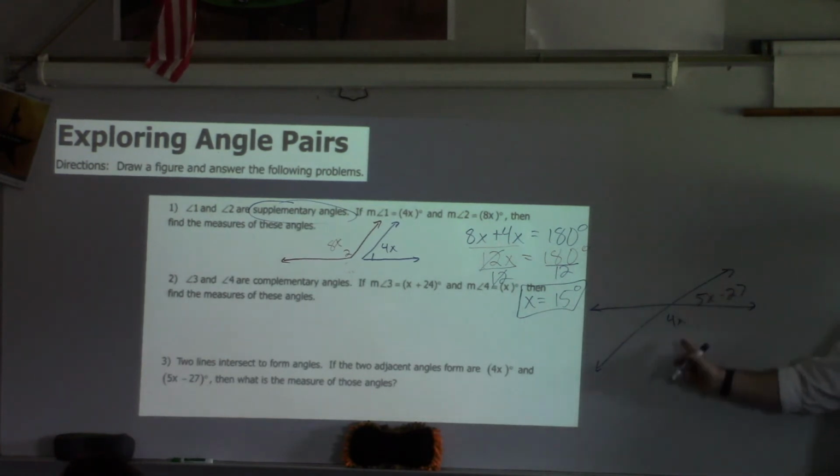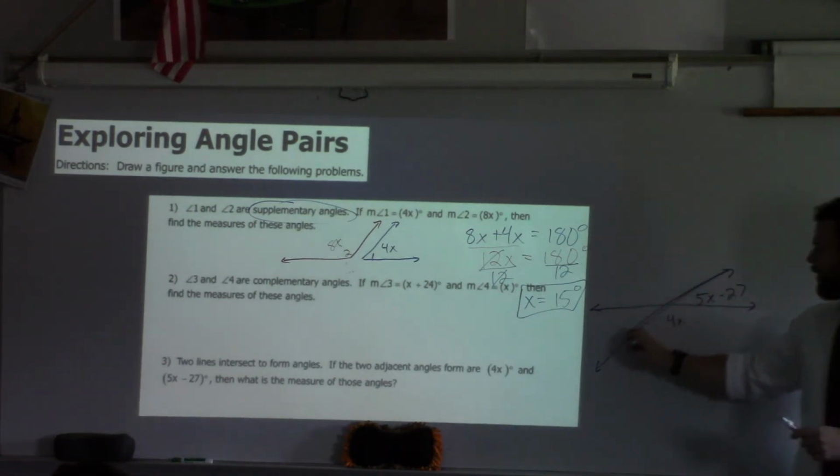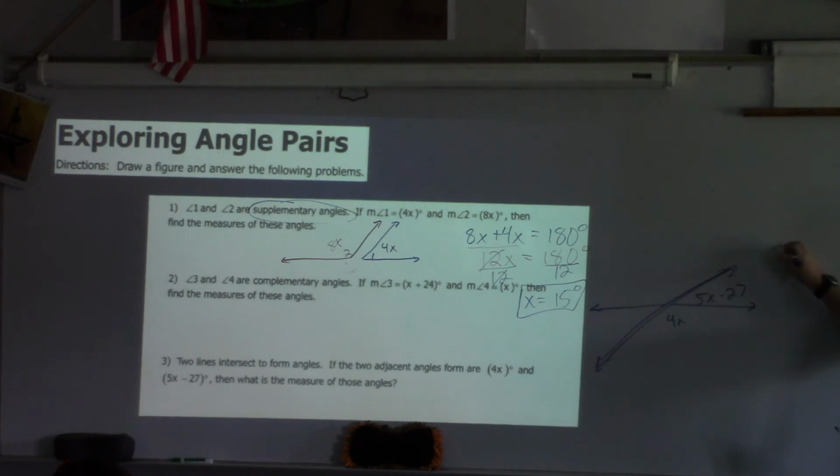What do we know about these two angles? Hey, they add up to 180 because they are supplementary. What type of angles? A linear pair. There we go. We know they're a linear pair. So they add up to be 180, right? Linear pairs are supplementary, they add up to be 180.